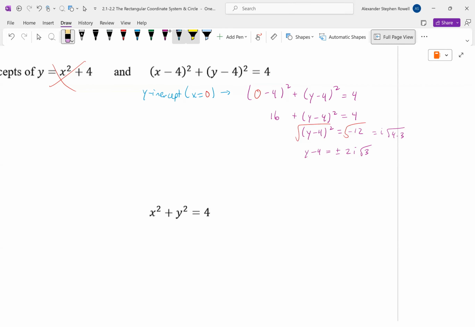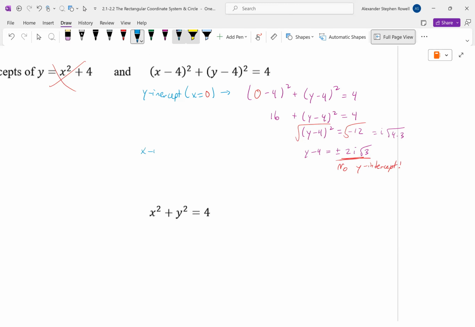On my graph, what that corresponds to is there's no intercept. My graph doesn't cross the y-axis. No y-intercept. Any questions about that? Because on my axis are only real numbers, not complex numbers.